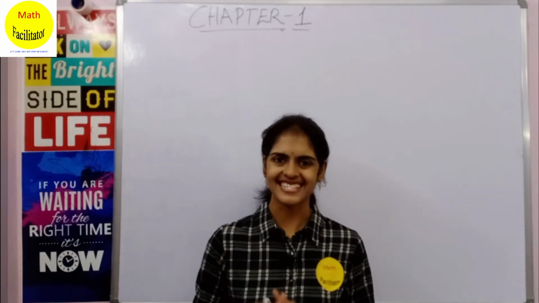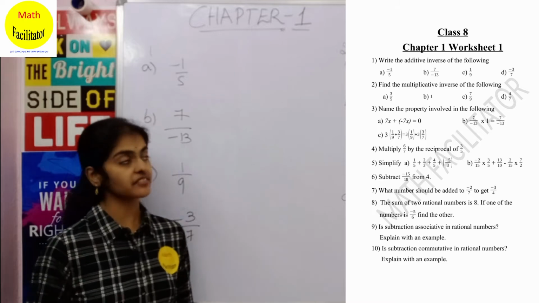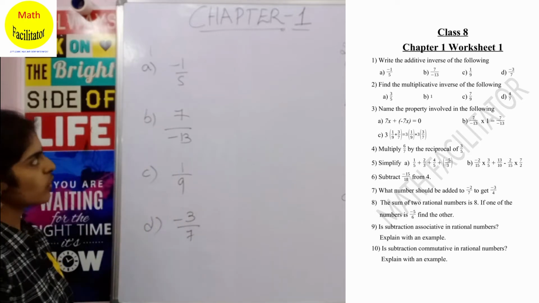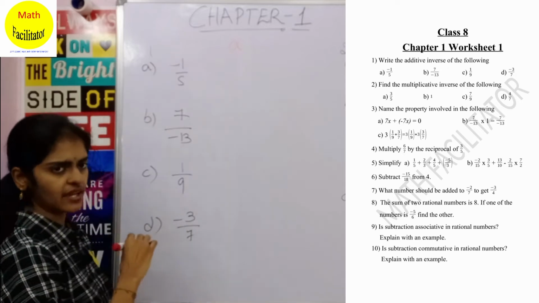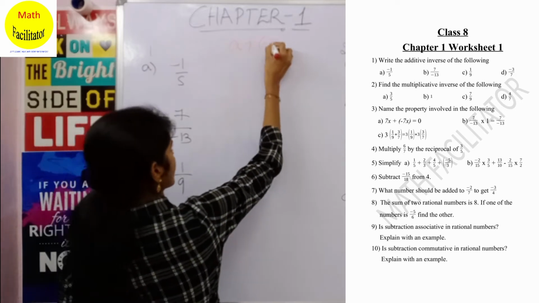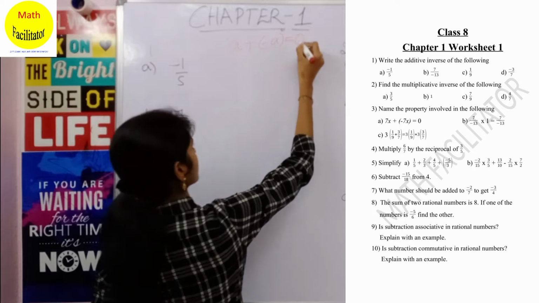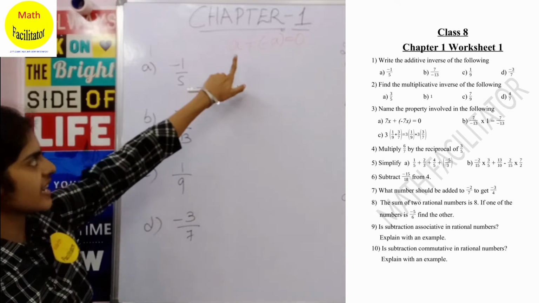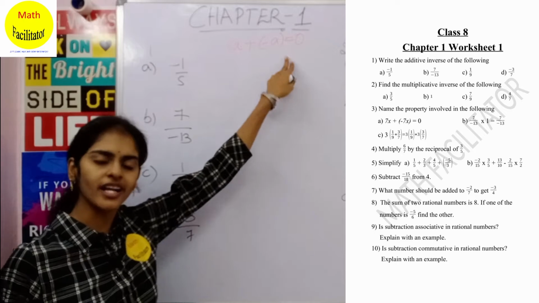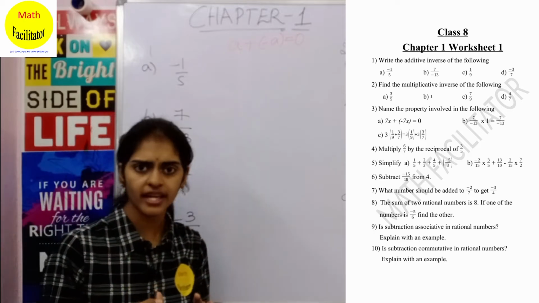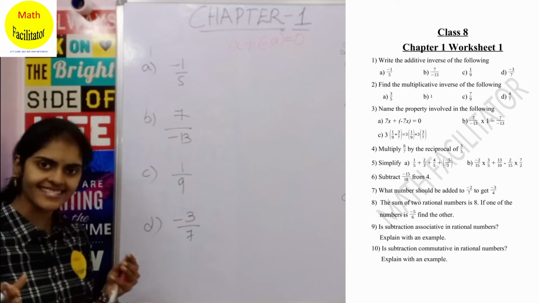So now let's get started. The first question for today is we have to find the additive inverse of these numbers. So what is additive inverse? If there is a rational number a, then minus a is called the additive inverse of a, when a plus minus a gives you 0. So if a plus minus a equals 0, then a and minus a are called additive inverses of each other. That means when you add something to this number, you have to get the answer as 0.